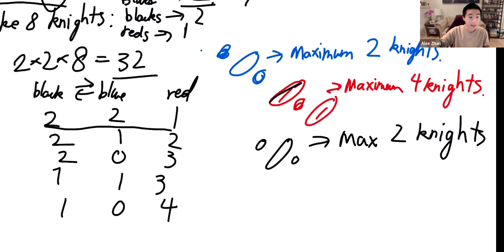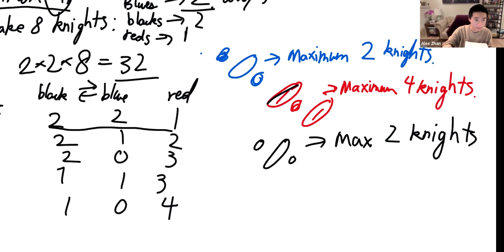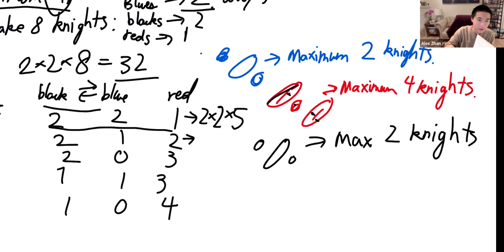So let's talk about how exactly we put 2 blacks in here. 2 black, 2 blue. The number of ways to put 2 blacks, well, that's 2. Number of ways to put 2 blues, that's also 2. Number of ways to put 1 red, well, we could have chosen any 5 of these. 2, 1, 2.